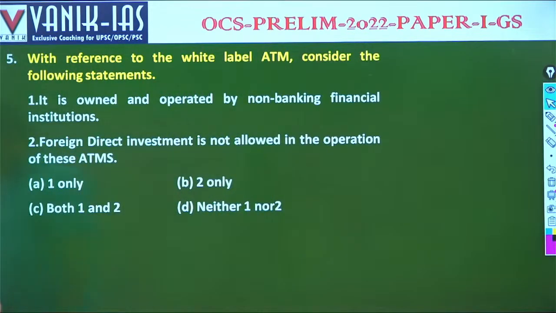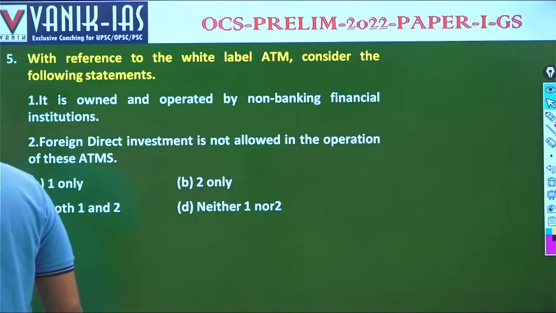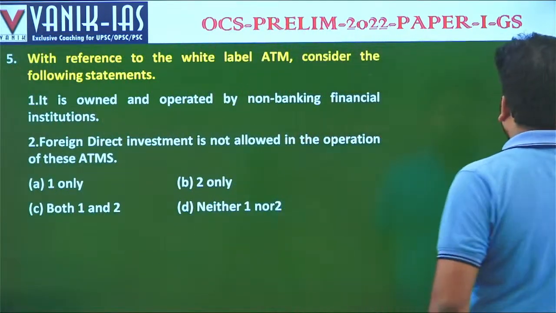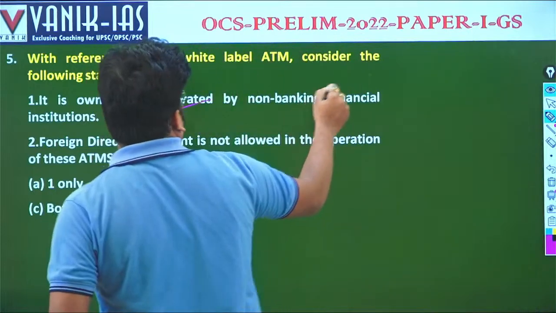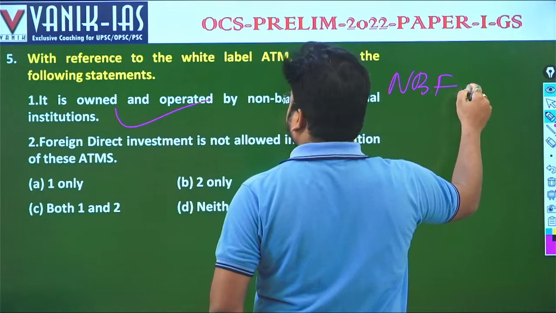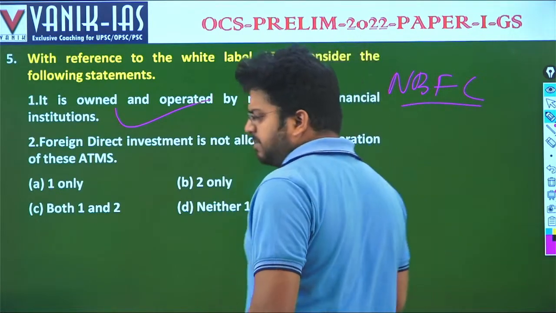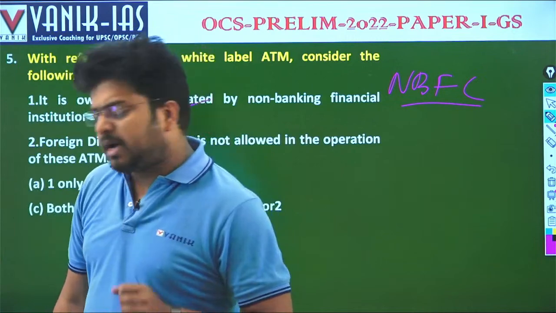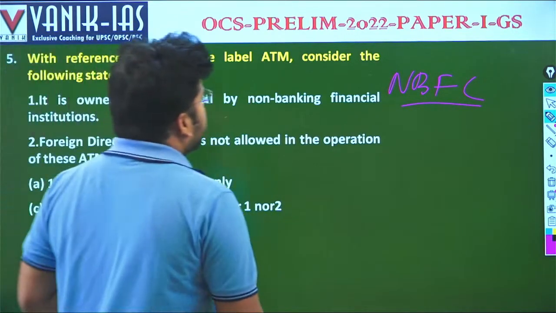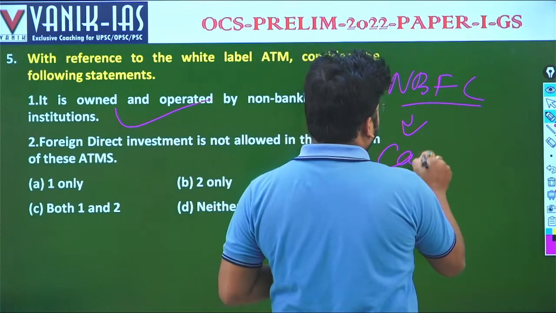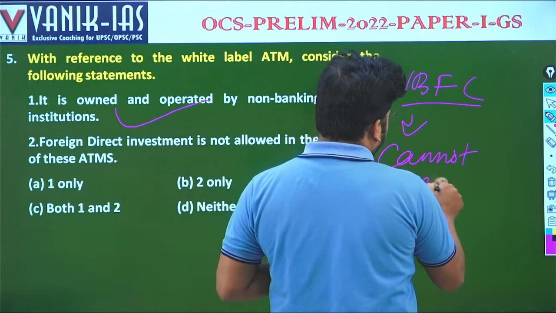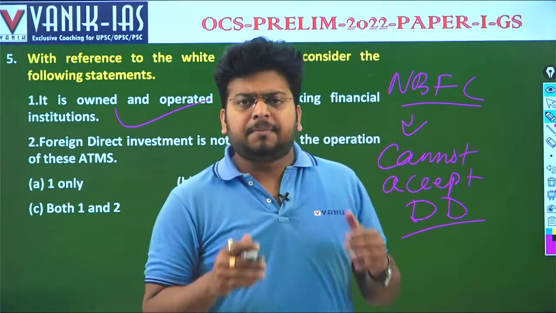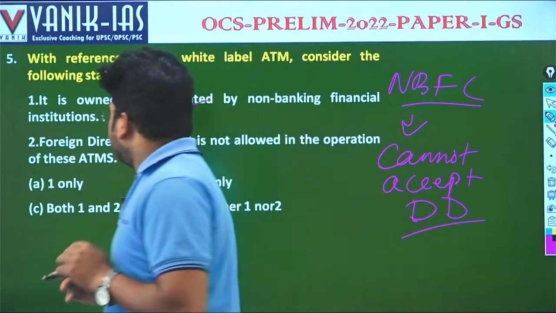Okay, next. With reference to the white label ATM, consider the following statements. It is owned and operated by non-banking financial institutions. Yes, it is operated by non-banking finance companies, NBFCs, right? NBFCs are established under the Companies Act of 1956, not under the RBI Act. Feature of NBFC: remember, very important, they cannot accept demand deposit or checks, or be a part of the payment and settlement system. Remember this about NBFC.